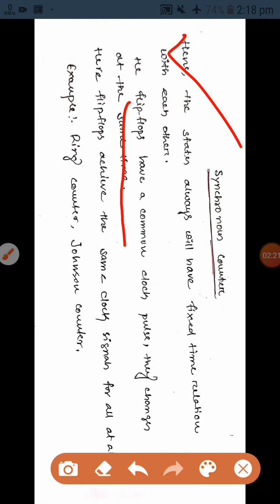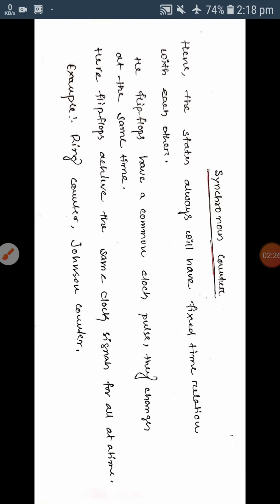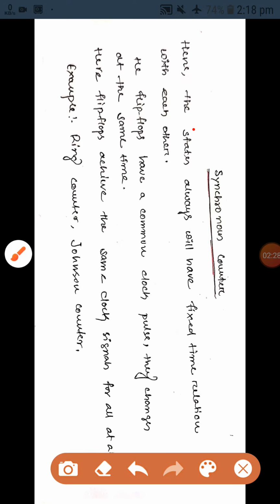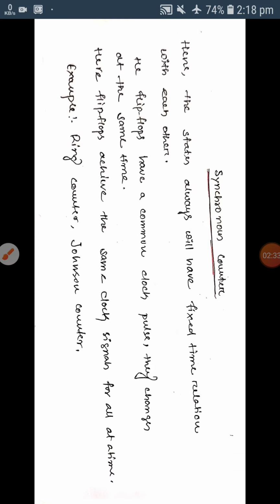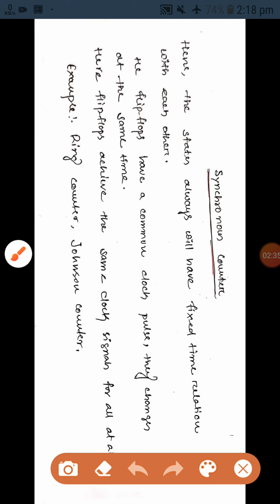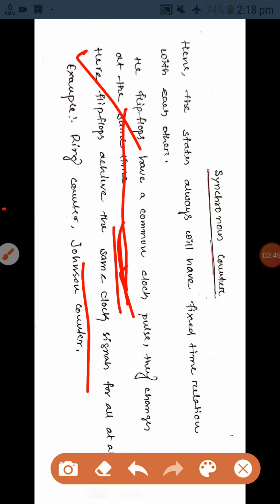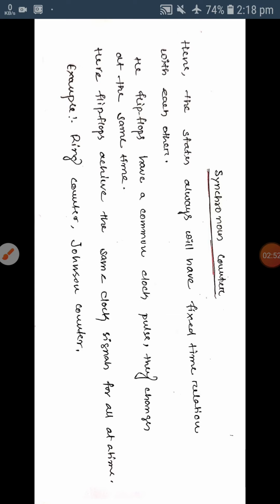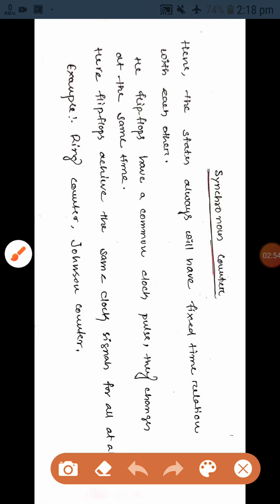Here flip-flops have a common clock pulse. They change at the same time, right? Because for synchronous counter we have a common clock signal. No different clock signals are there. By a common clock signal we will operate the synchronous counter. So definitely these flip-flops will have a common clock pulse. Flip-flops receive the same clock signal for all at a time.